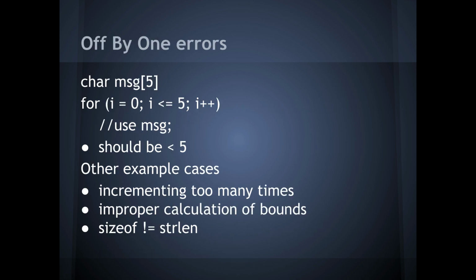Another interesting category to consider: off by one errors. For instance, if you have a character array that's 5 long and you go up to i <= 5, that's going to be 0, 1, 2, 3, 4, 5. That's 6 characters that you're going to be iterating over, so it should have just been less than 5. Other example cases are incrementing too many times or improper calculation of bounds.